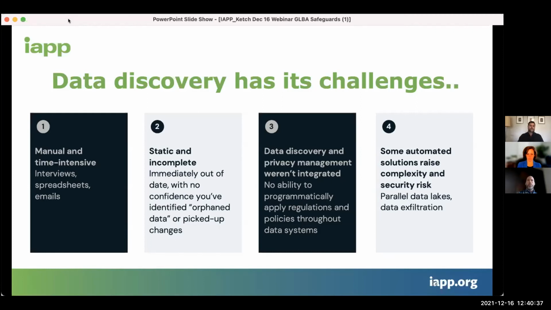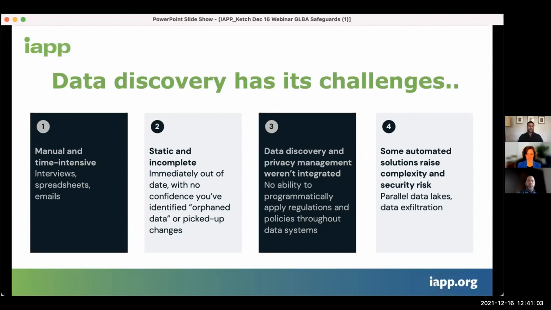Secondly, as soon as you pull together a data map or a data inventory, it's almost immediately out of date and static, given the nature of how quickly data changes within an organization and data gets created and recreated and moved around. There's no real confidence with a manual approach that you've picked up all the data that exists within an organization or picked up any changes.